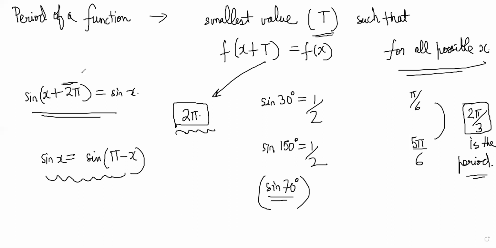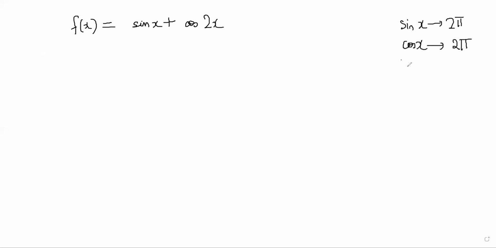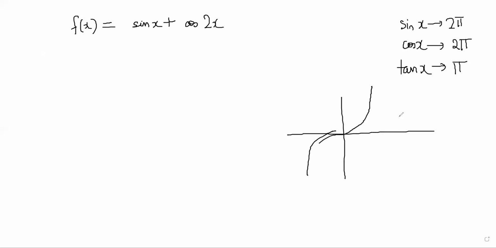Now you have to understand that sometimes you have a combination of functions, suppose sin x plus cos 2x. Let's try to find the period of this. We know that sin x period is 2 pi, cos x period is also 2 pi, and tan x period is pi. How do we know that tan x period is pi? Because the graph repeats after every pi. So we know these standard basic periods of normal trigonometric functions.